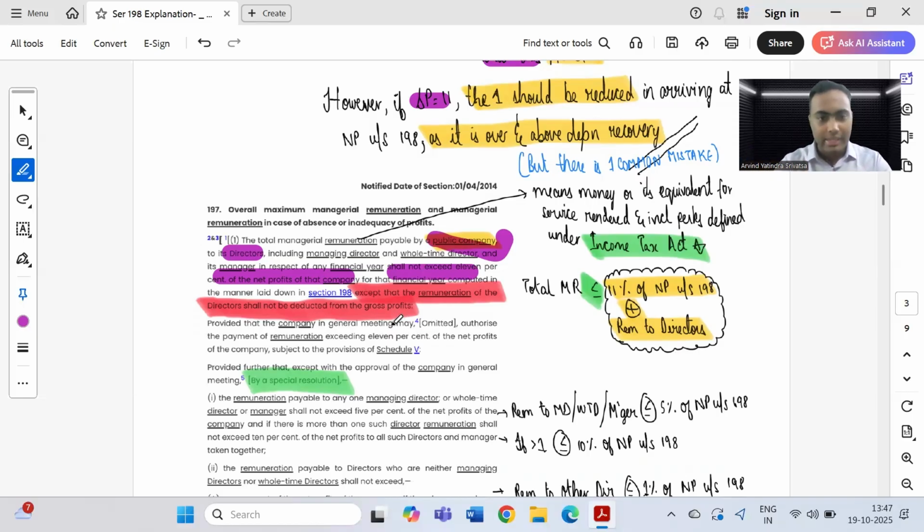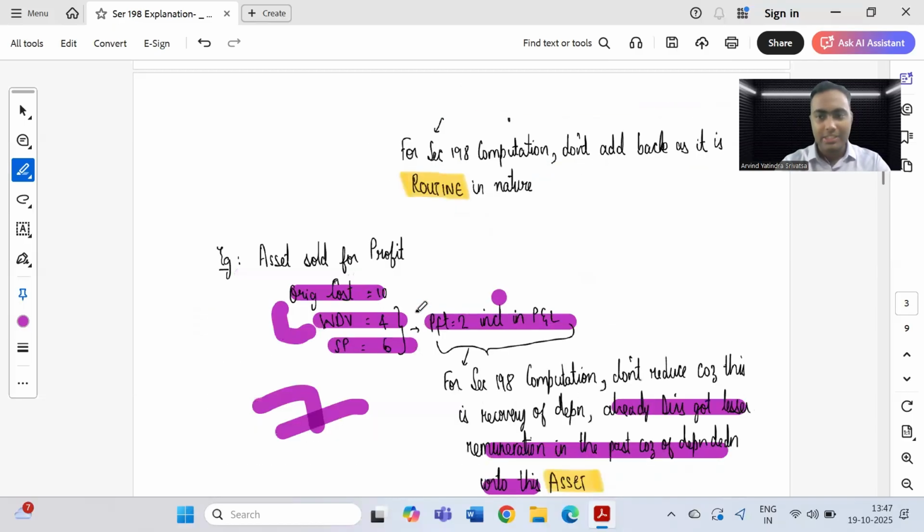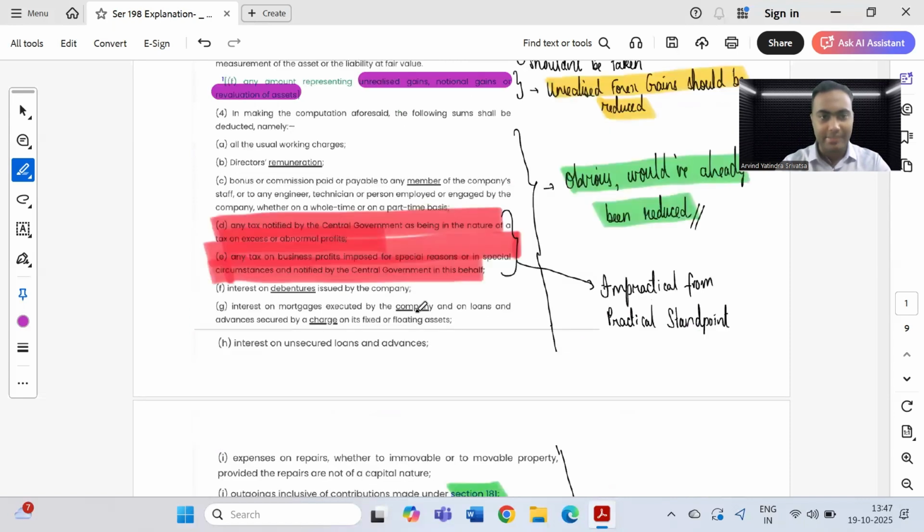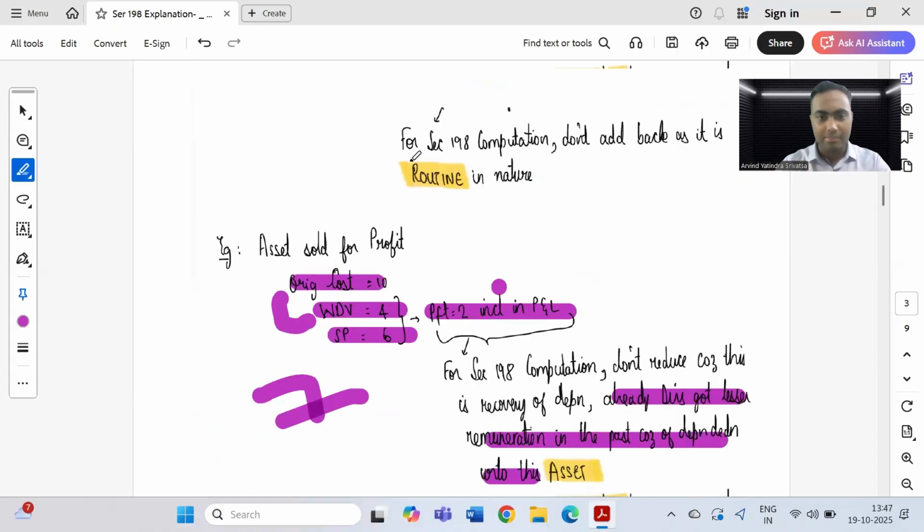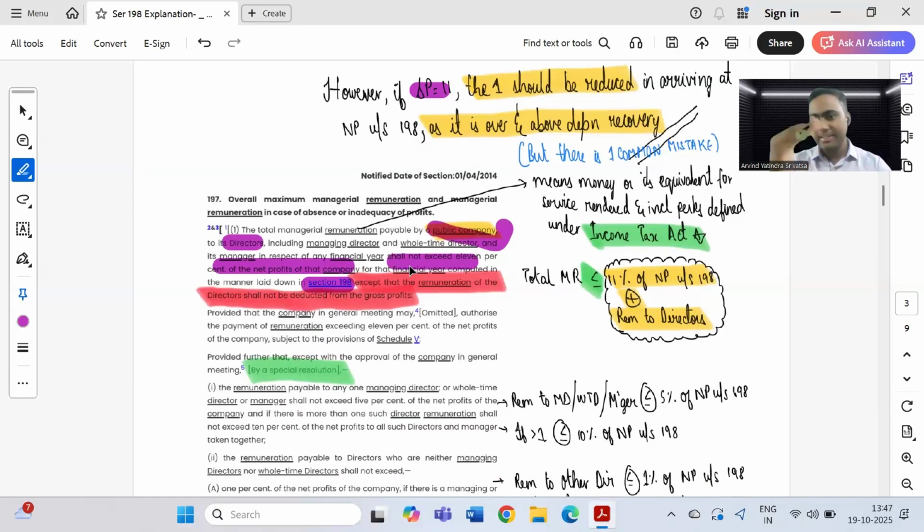So that is that. And next it is saying that for that financial year, computed in the manner laid down in section 198, except that remuneration of the directors shall not be deducted from the gross profits. So above, if I just go to section 197, it is saying the following sums shall be deducted, directors' remuneration. But here, if I just come down to section 198, it is saying that yes, you do everything that is said in 198 for arriving at the net profit, but you add back the director's remuneration that you have already provided for in your P&L. Like let's say you have taken a P&L charge of 100 in relation to director's remuneration, add back that 100 in arriving at the net profit as per section 198. Because it would have already been reduced, you add that back. That is what it is saying.